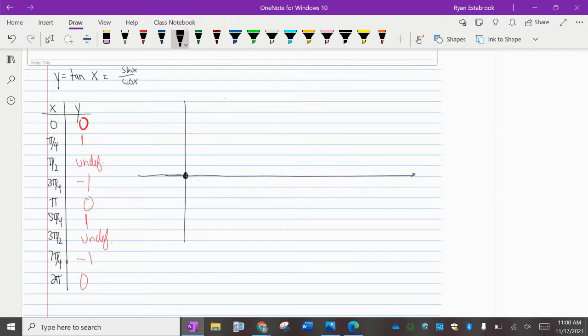So begin with a point at 0, 0. It goes right through the origin. The tangent graph goes right through the origin. And then there's a point at pi over 4, comma 1. So this is pi over 4. The next x value is pi over 2. It's undefined. And like we had for the secant and cosecant curve, this undefined is going to be another vertical asymptote.